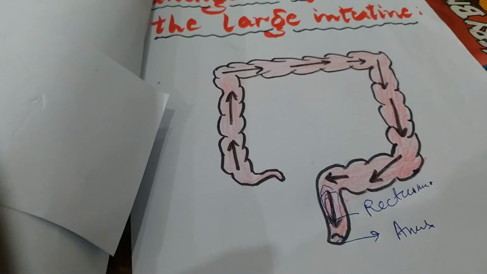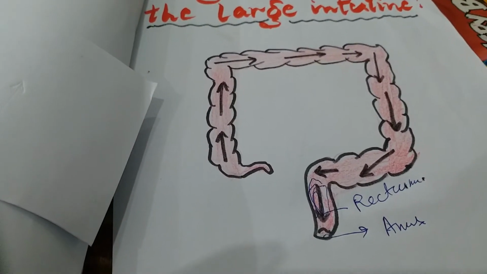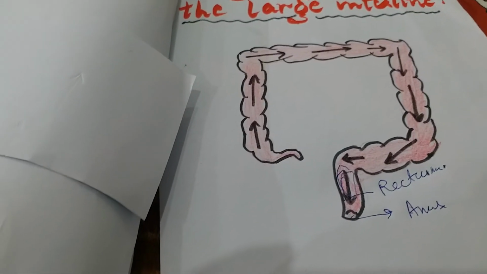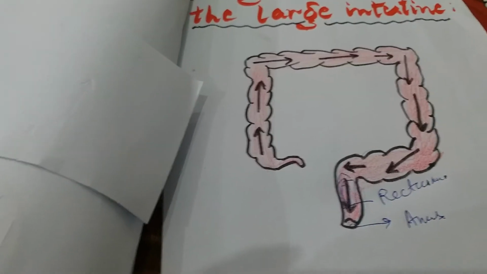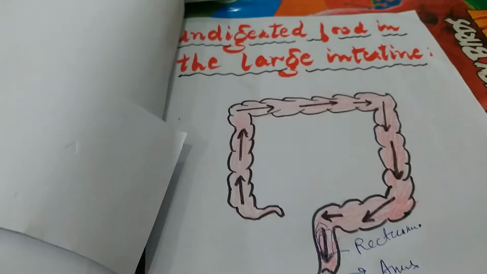And this is the part known as the rectum. The temporary storage of the undigested food is in the rectum. The solid waste that remains passes out of our body through the opening called the anus. Now that's all about the digestion process.